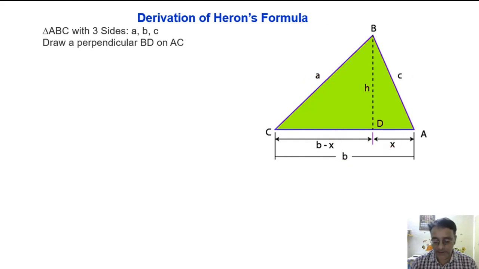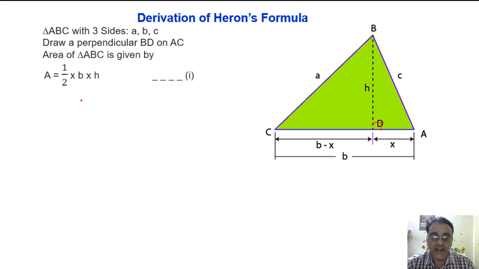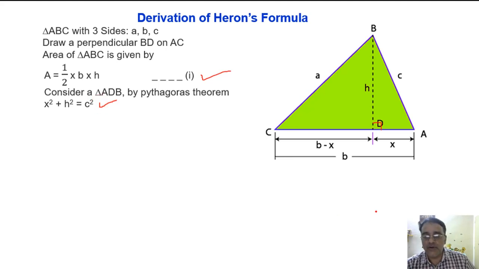Okay, so now we are going to apply Pythagoras theorem in this triangle, triangle ADB. If you apply Pythagoras theorem, what you will get between c, h, x? c square is equal to h square plus x square. Very good. And area of triangle ABC is given by the formula half into base into height. Let us take this as equation 1. Now in this triangle we applied Pythagoras theorem. So x square plus h square is equal to c square. Right? Now we will shift h square to this side, so it will become minus h square. Okay? Let it be equation number 2.